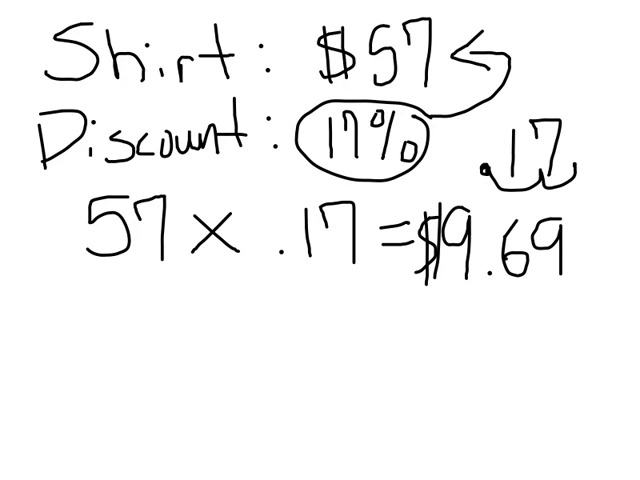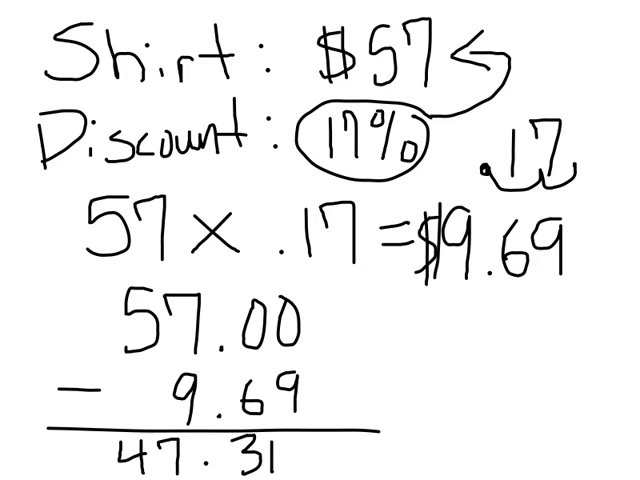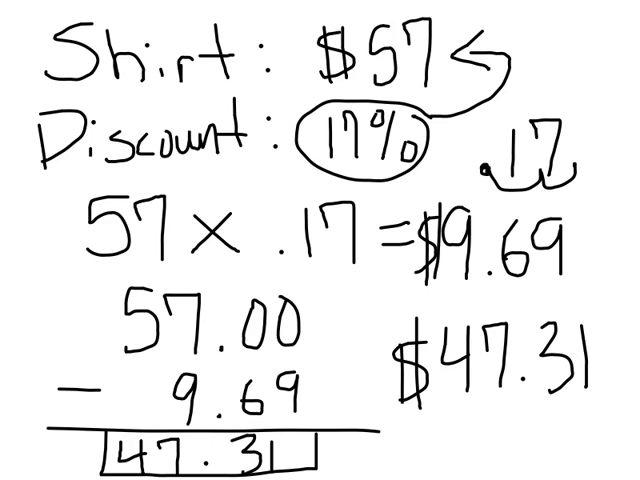Now again, that is not how much the shirt costs now. That's how much money we're taking away from the original price. I'm going to go back to my original price. And again, you have to line up your decimals. There's an invisible decimal at the back of 57. And again, this is money that I am taking away. If you do that, you're left with 47.31. And that is the new price of the shirt after the discount of 17%.